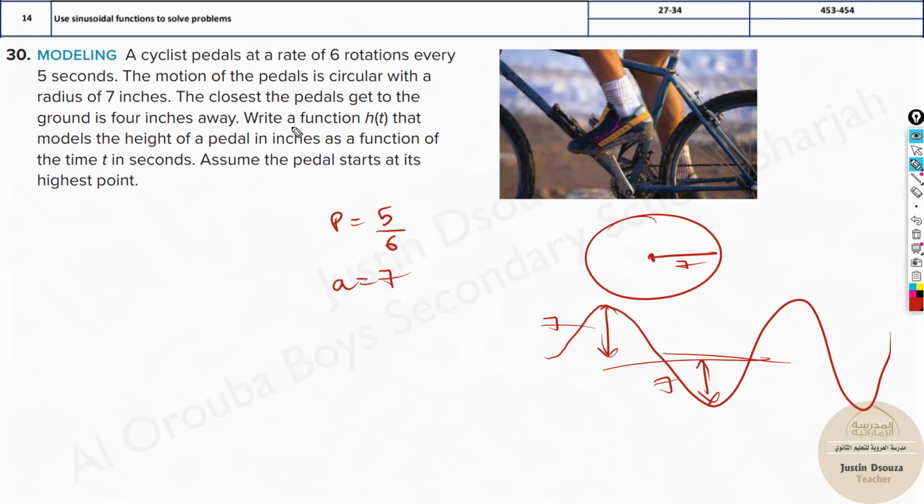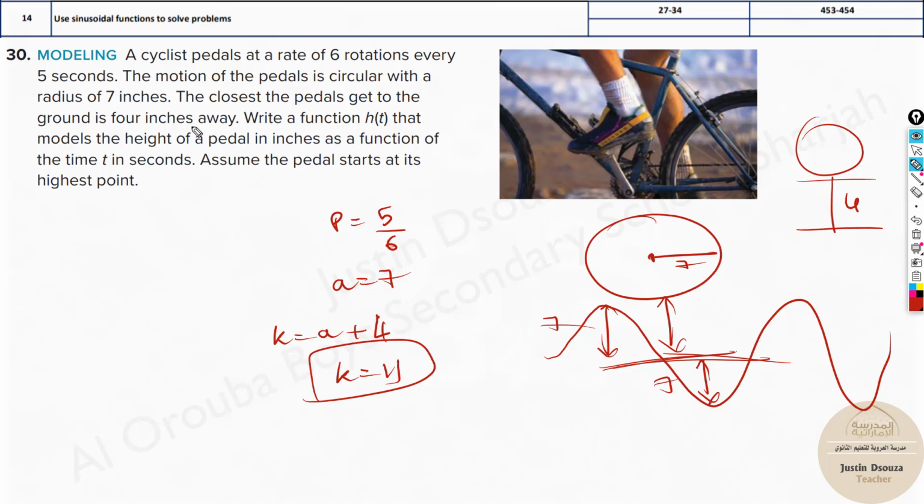And the closest the pedal gets to the ground is 4 inches away. When you cycle it out, the ground is how much away? It is 4 inches. Okay, this is not at all joining graphs. These are two separate graphs. If this is the pedal, there is 4 inches away. So this is to find the midline. So the midline K is equal to, we have done this formula in the previous video as well, A plus this height, right? That is 4. So K is equal to 4 plus 7, that is 11. The midline is at 11.